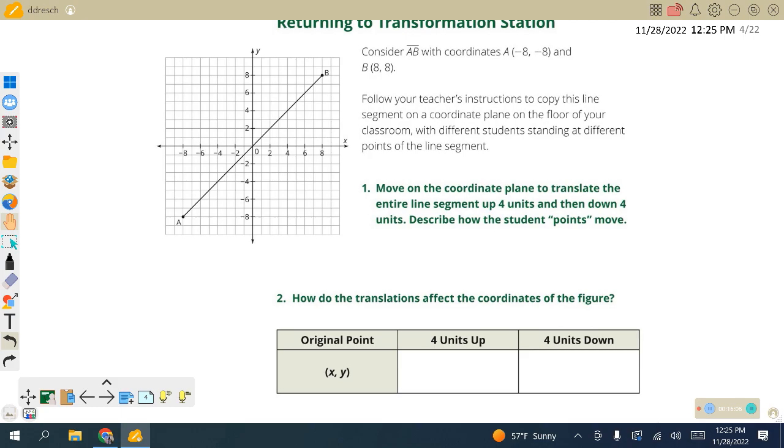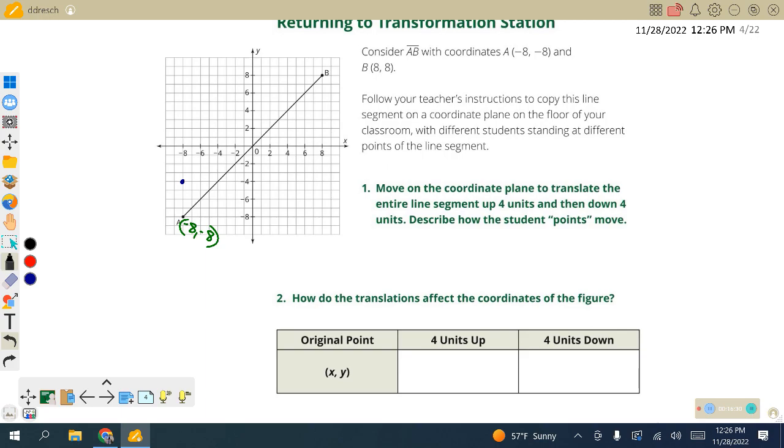Move it up 4 units. So A and B, let's find where A and B is at. A is down here at what? -8, -8. Move it up 4 units. Don't overthink it. Take that line, move it up 4. And when I move that up 4, does that first -8 change at all? Does the x coordinate change?